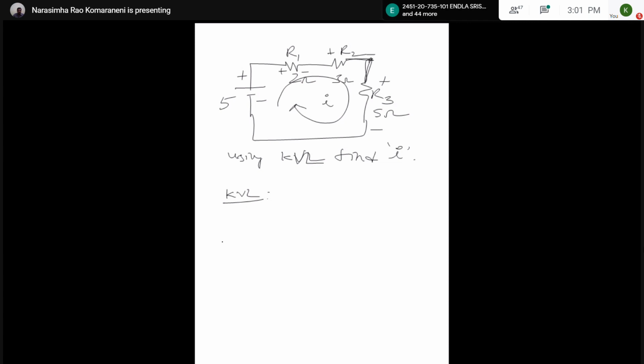So that is 5 minus 2i minus 3i minus 5i is equal to 0. So therefore 5 equal to 10i, that is I equals 5 by 10, that is equal to 1 by 2, equal to 0.5 amperes.